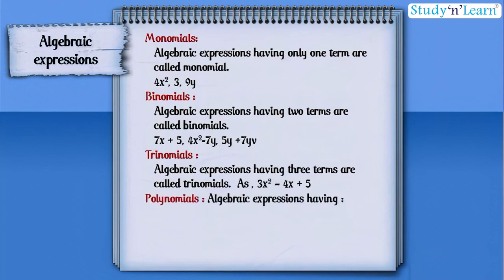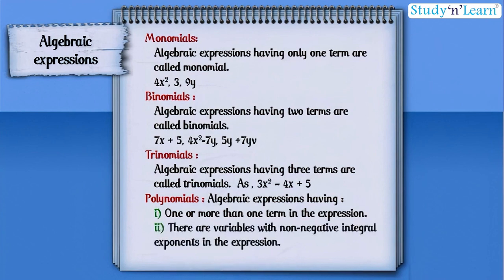4. Polynomials. Algebraic expressions having 1 or more than one term in the expression, and there are variables with non-negative integral exponents in the expression. For example, x cube plus 4x square plus 7x minus 5, 2x minus 4y square plus 8, 3a plus 2b, 7y. A polynomial may contain any number of terms, one or more than one.